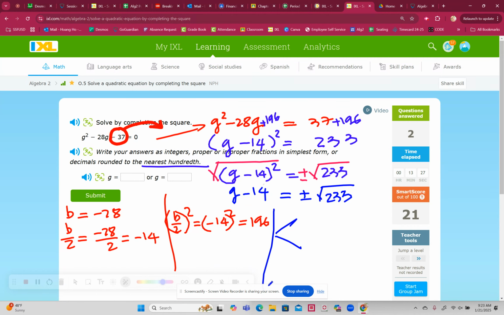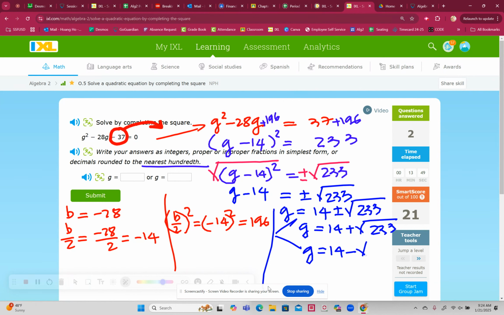So the negative 14, you move the right side first. Negative 14, move the right side, become positive. Okay, so plus minus square root of 233. So now two answer. The first one is 14 plus square root of 233. And the second one is 14 subtract square root of 233.